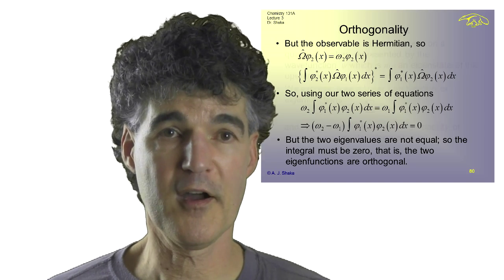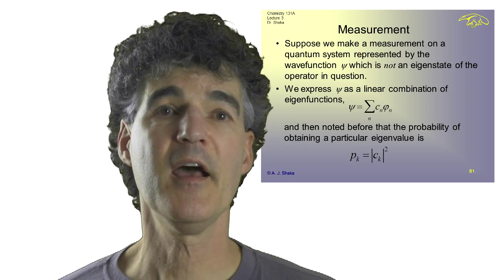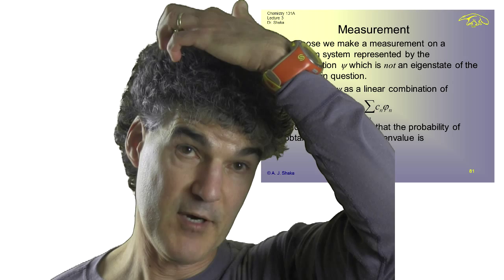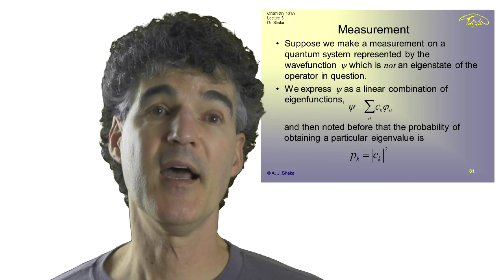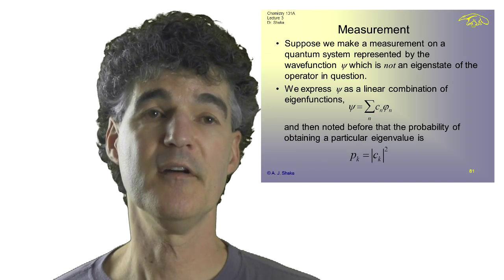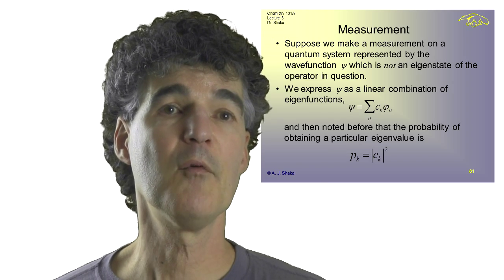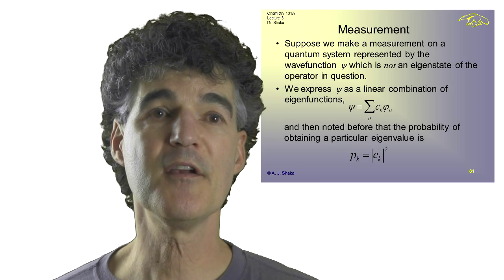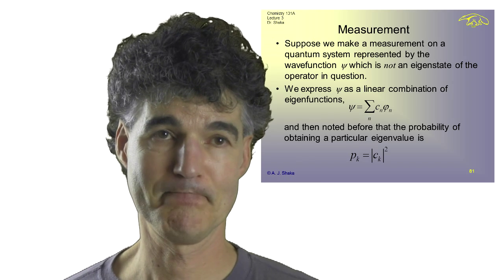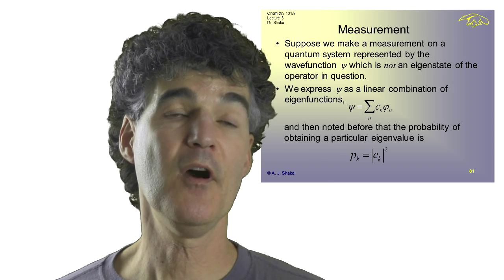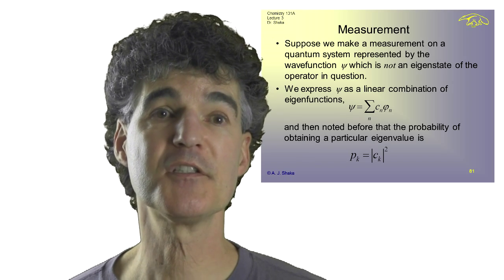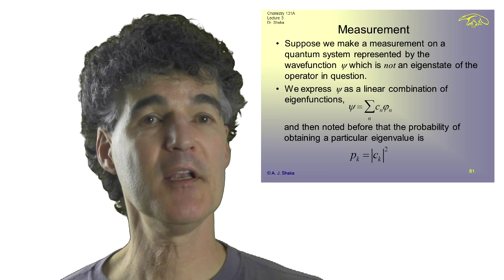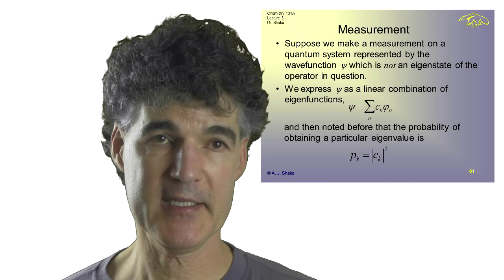in fact orthogonal. Now suppose we make a measurement on a quantum system, and it's represented by a wave function, psi, that's not an eigenstate of the operator in question. Then what happens? Well, we express psi as a linear combination of eigenfunctions. And we know we can do that because there is no function that can escape us. And we know our eigenfunctions can be made normalized, so we assume they're normalized.